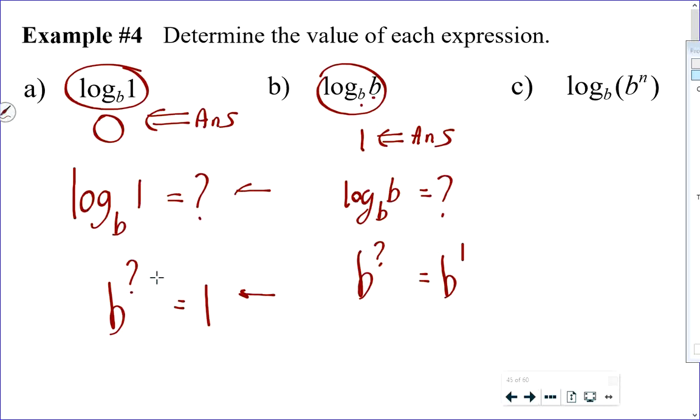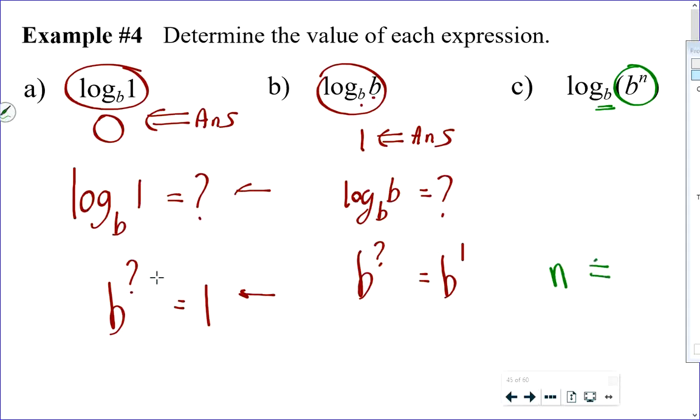Now C. What is, you have to listen to how I say it. What is log base b of b to the n? So if you start to get the hang of the fact that the logarithm is the exponent, then here's what C is asking you. And you need to listen and think about the words. To what do I raise b to get b to the n? Well, n. I raise b to the n to get b to the n. So this is equal to n.